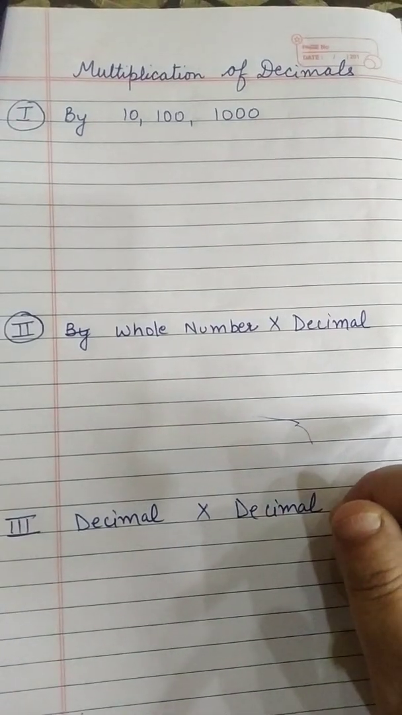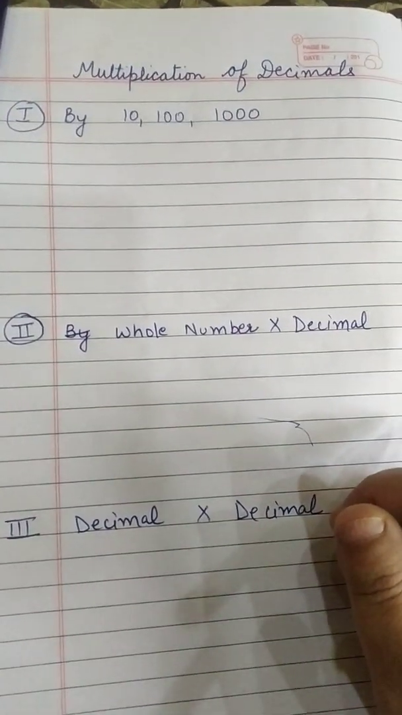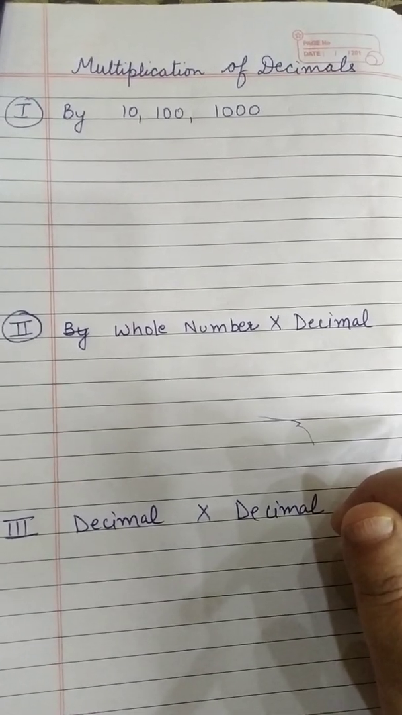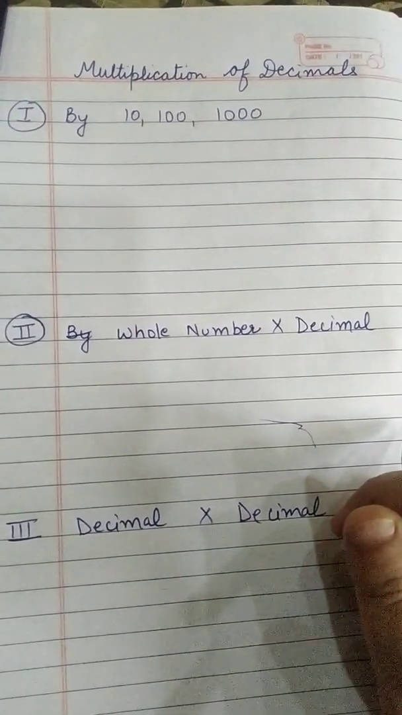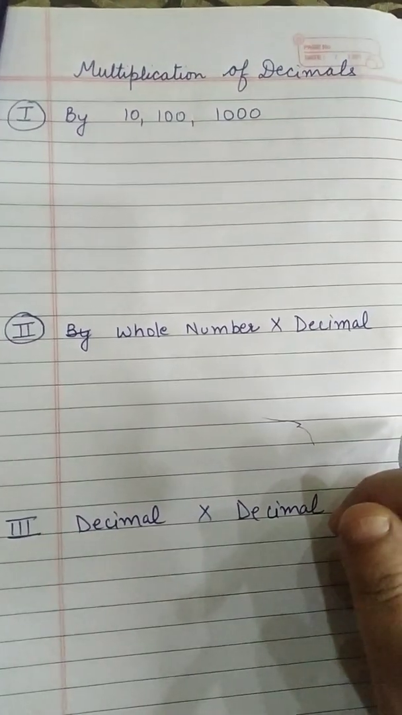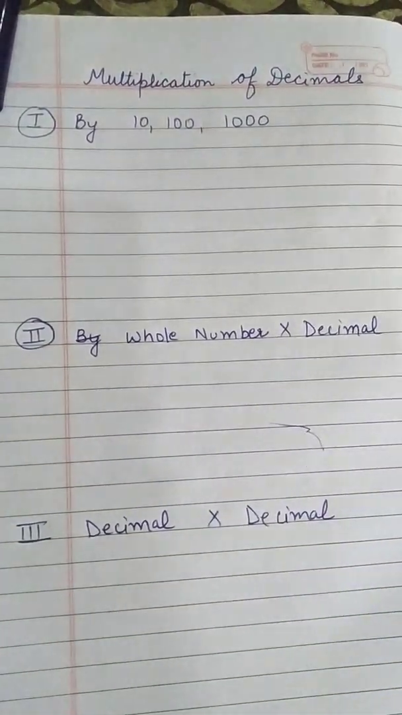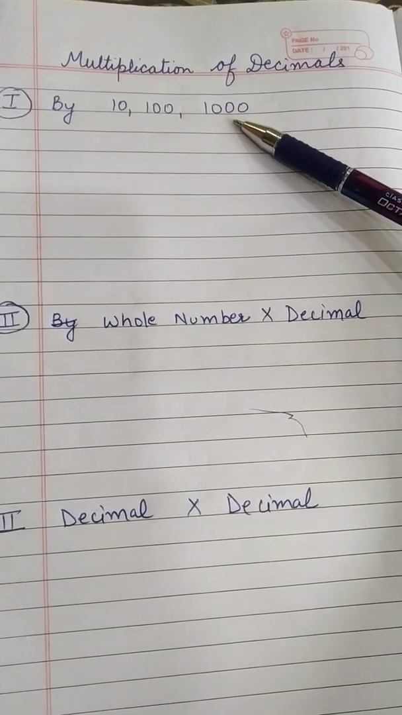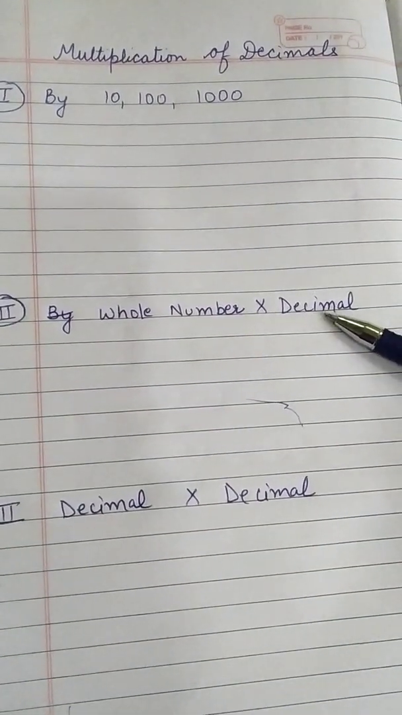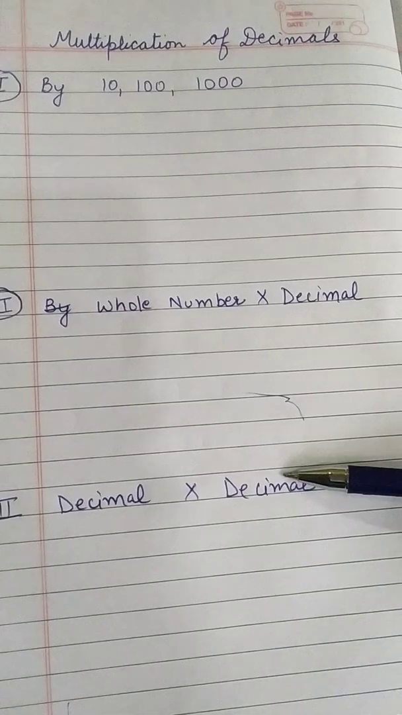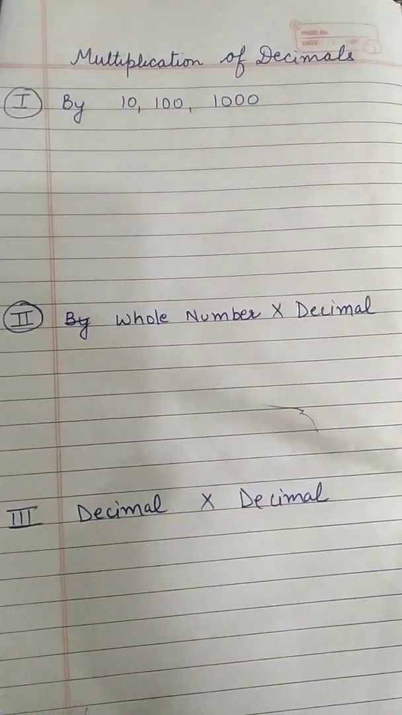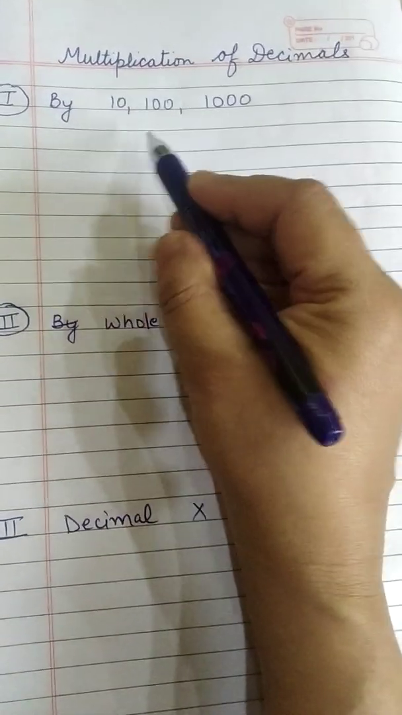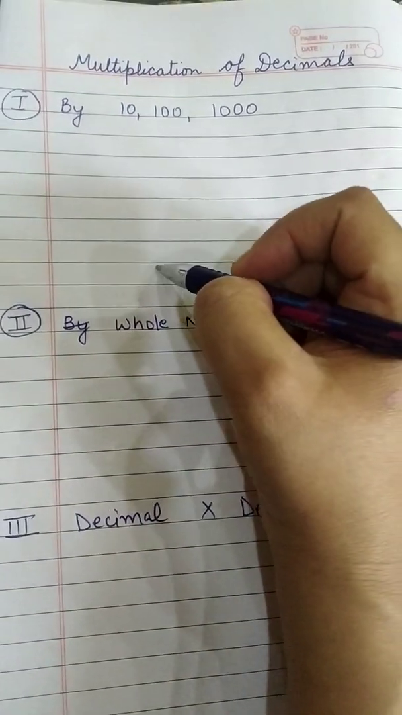We learnt about the basic concepts of decimals. We learnt about the addition and subtraction of decimals. Now it's the third basic operation, that is multiplication. Multiplication is done in three phases, as you can see here: by 10, 100 and 1000, by whole number and decimal, and then decimal and decimal. So first of all, let's learn how to multiply the decimals by 10, 100 and 1000.